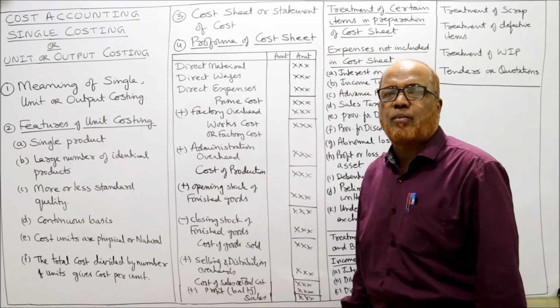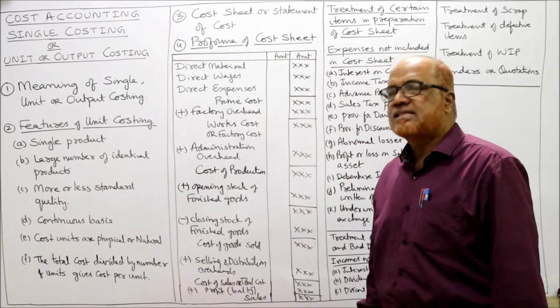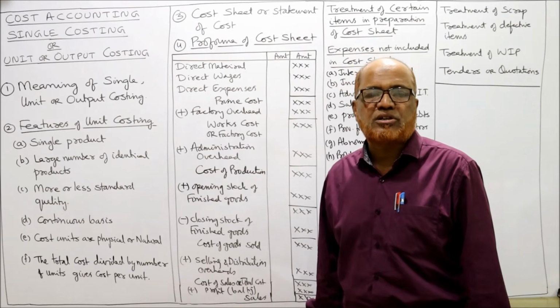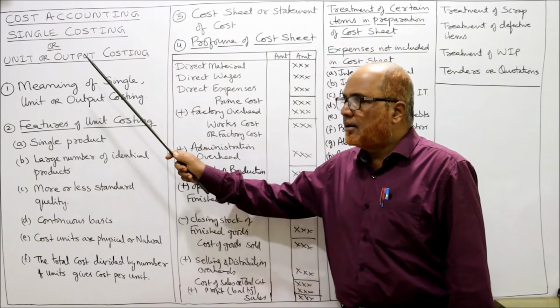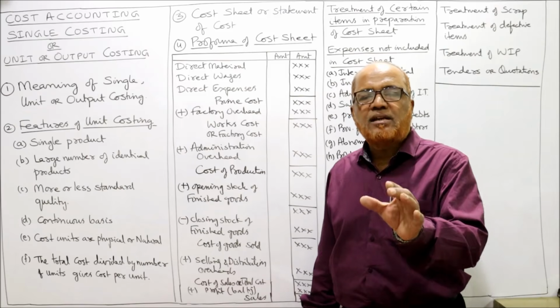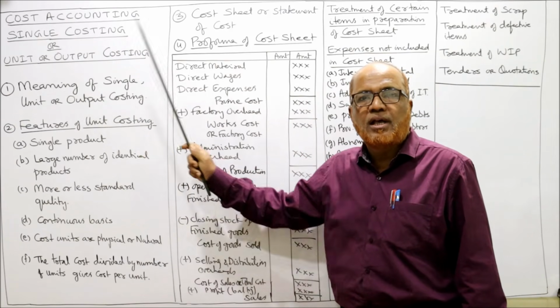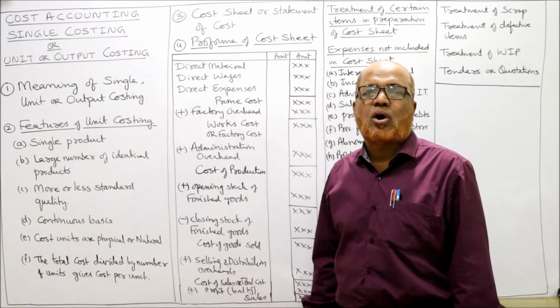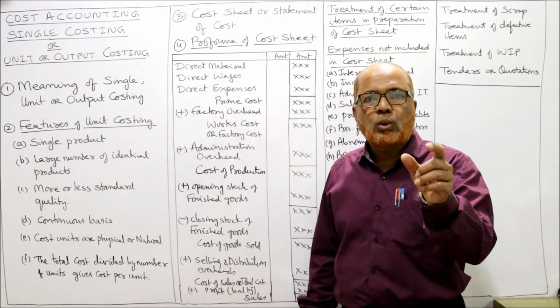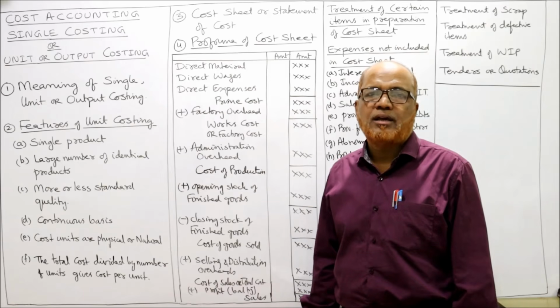To this we add the profit to get the sales value. This is called cost sheet. In the industries where they apply single costing or unit or output costing, they will make the cost sheet in order to ascertain the total cost and the cost per unit.